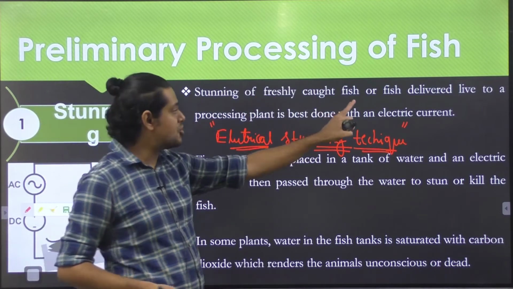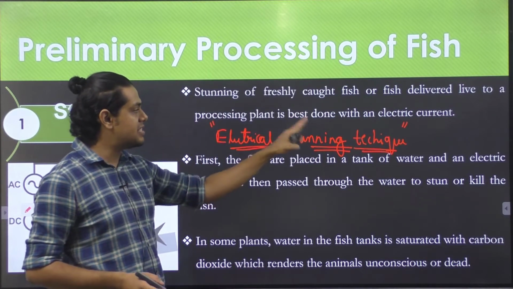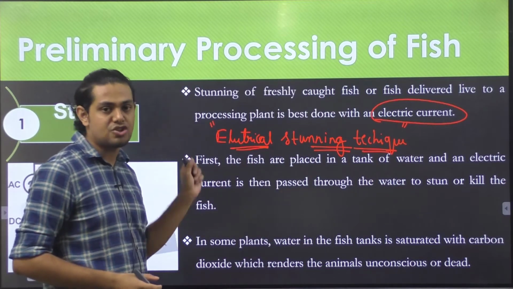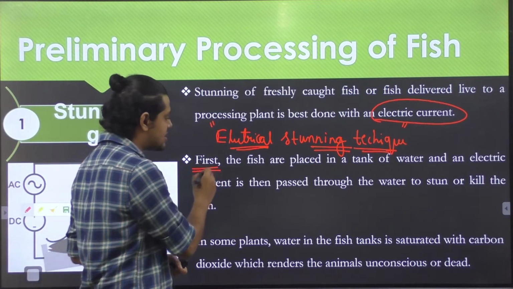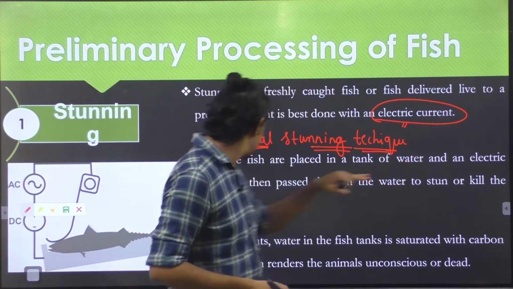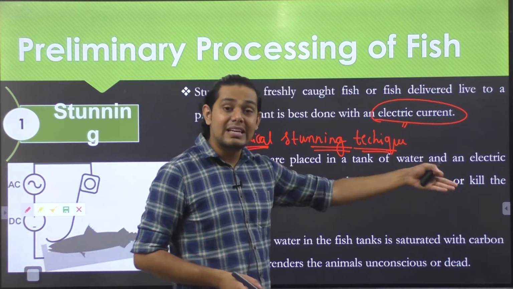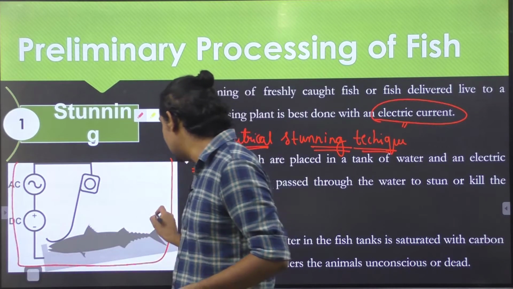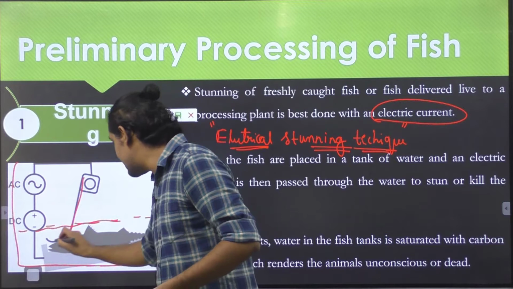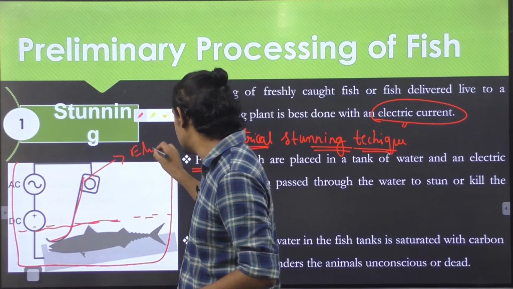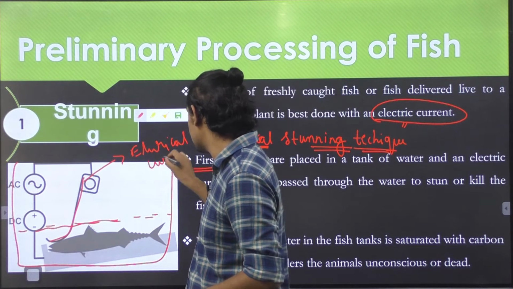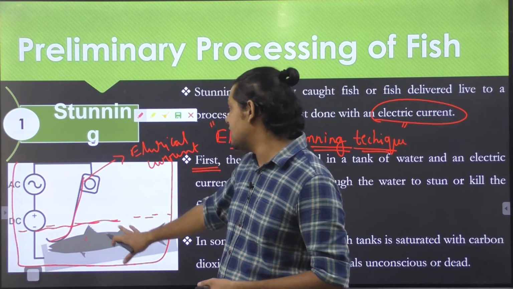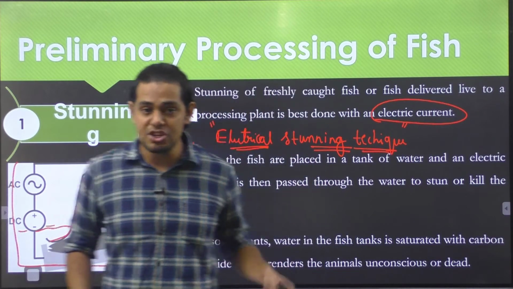Stunning of the freshly caught fish or the fish delivered live to a processing plant is best done by an electrical current. Here the electrical current will be transmitted, which in turn renders the fish unconscious. Firstly, the fish are placed in a tank of water, and an electrical current is then passed through the water to stun or kill the animal. As is clearly shown in this picture, in the tank we have a fish and we have water, and through this electrode we will be passing electrical current. This electrical current will in turn render the fish to an unconscious state. This is how stunning is performed specifically for fish in a fish processing industry.